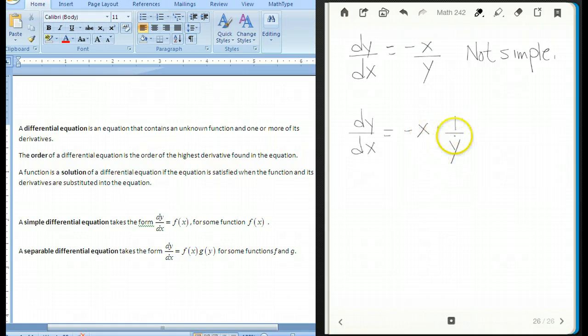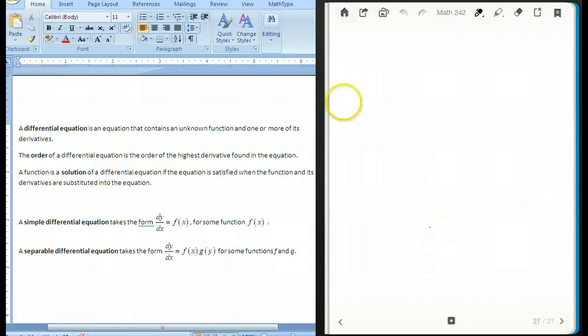Isn't it true that when you multiply these two things, you get negative x over y? And this says expression of x, expression of y, okay? So this is in fact separable. Okay, so we actually have already observed a separable differential equation, we just didn't know it. Okay, so how do we go about solving each of these two forms, right?